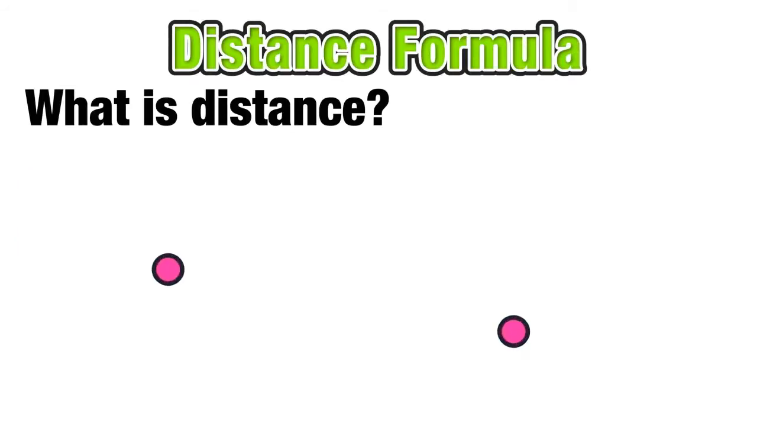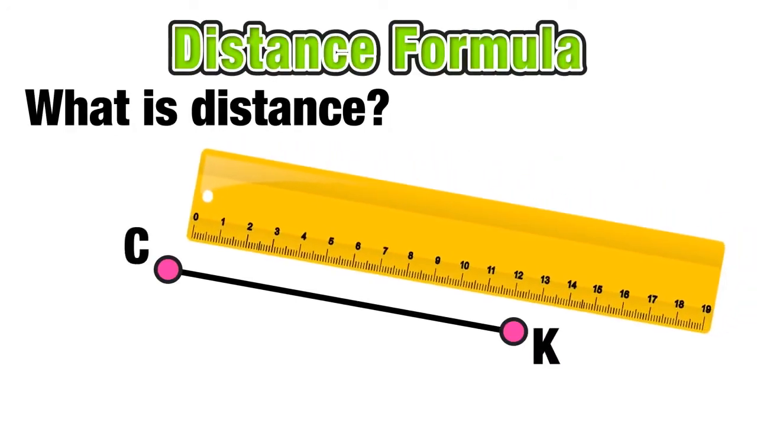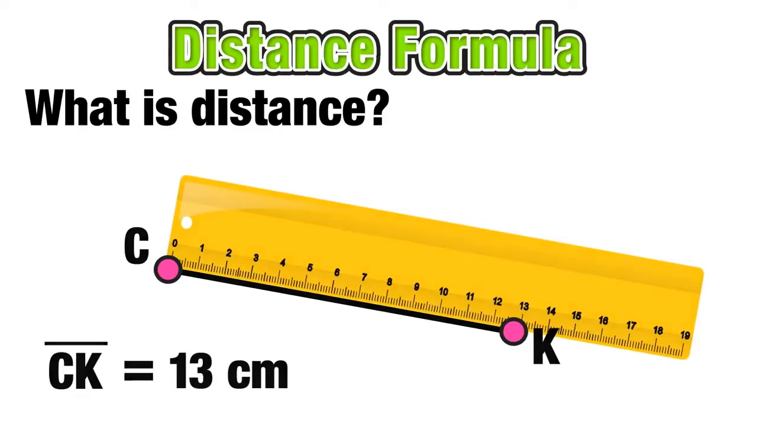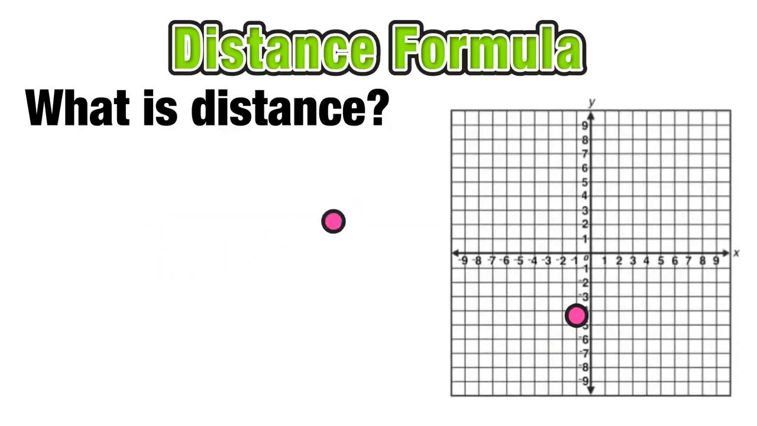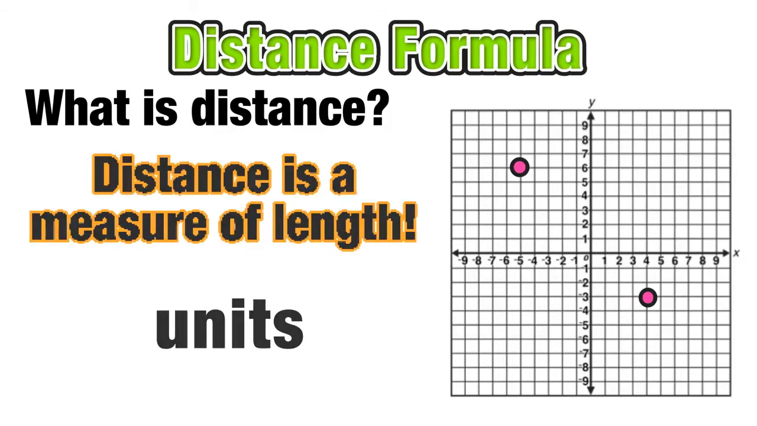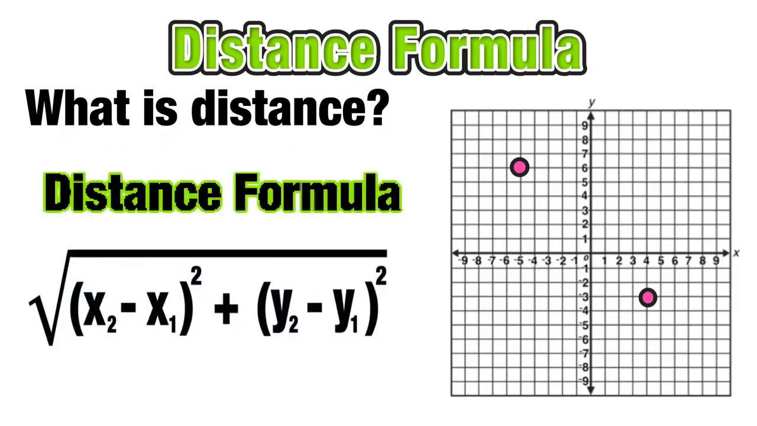So for this lesson, we're concerned with finding the distance between two endpoints connected by a line segment. In this case, line segment CK. If we measured this line with a ruler, we could say that CK has a length of 13 centimeters. And we are going to extend this idea of finding distance between points on the coordinate plane. Please note that distance is a measure of length, the words are interchangeable, and distance is measured in units. Finally, when finding distances on the coordinate plane, our tool is not going to be a ruler, but the distance formula.